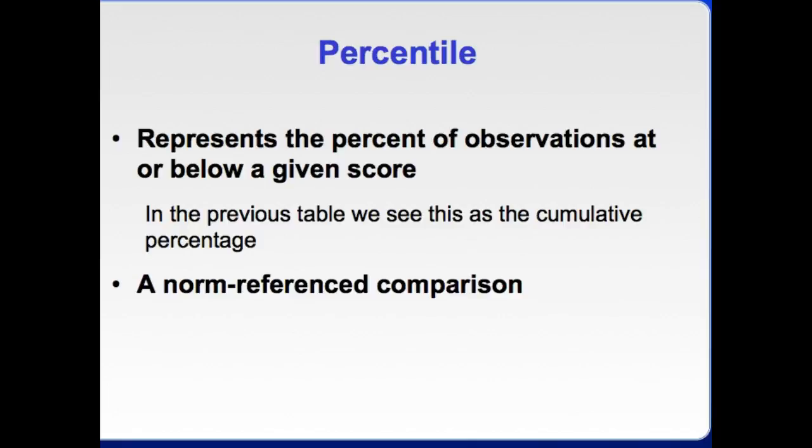Percentile represents the percent of observations at or below a given score. In the previous table, we see this as a cumulative percentage, a norm-referenced comparison.